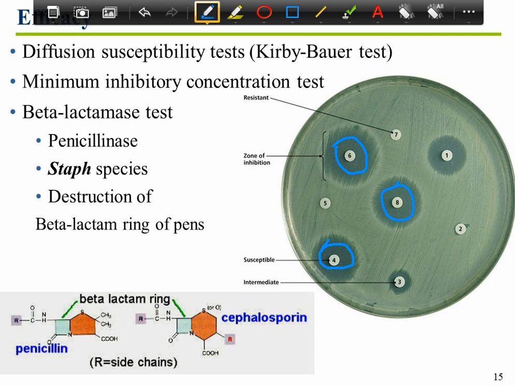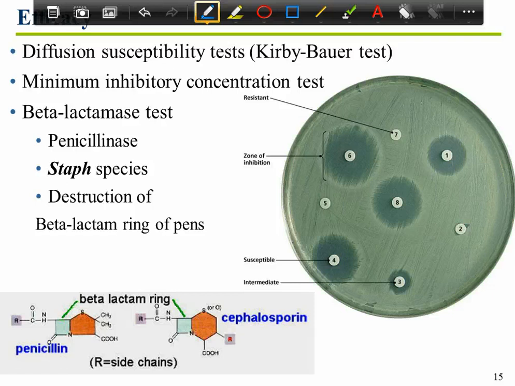So the organism appears to be sensitive to 6, 8, 4, maybe 1, but certainly not 7, certainly not 2, not 3, not 5. Obviously, you wouldn't want your doctor to give you drug number 2 for this infection, whatever this organism is, because drug 2 wouldn't do anything. That's the easy test.